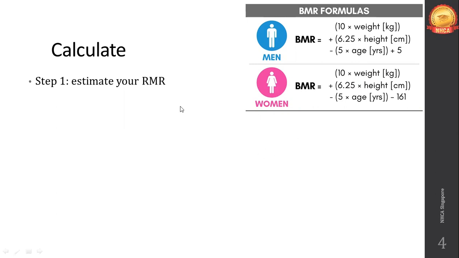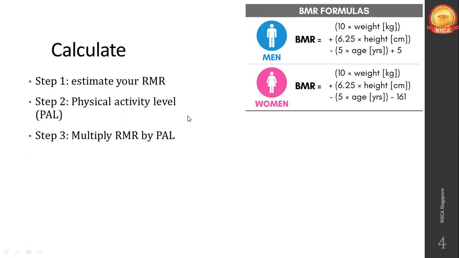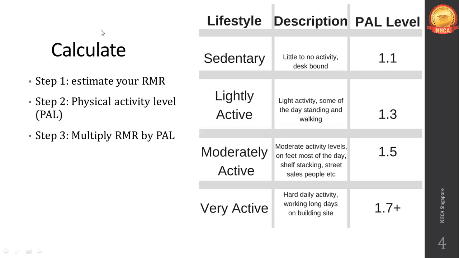In the second step, you will have to estimate their activity level, what kind of lifestyle they have. If they have a sedentary lifestyle, and athletes will not have a sedentary lifestyle, but for the general public, the PAL, physical activity level, will be 1.1. Lightly active is 1.3, then moderately active, and very active. These are the two categories where you have to put the athlete in.